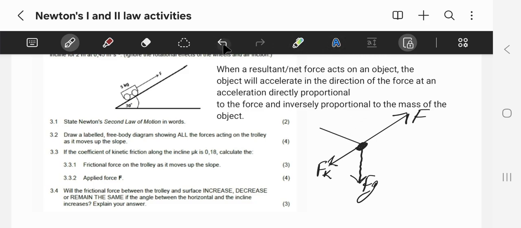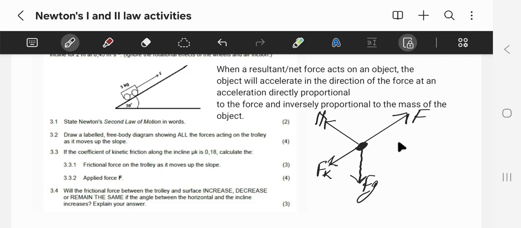Okay, let me just fix a bit. It should be something like that. It should be perpendicular to the surface. This will be our normal force. So this is how you draw your free body diagram, and you get 4 marks for this free body diagram. Now let's look at 3.3. It says, if the coefficient of kinetic friction along the incline is 0.18, calculate the frictional force on the trolley as it moves up the slope.